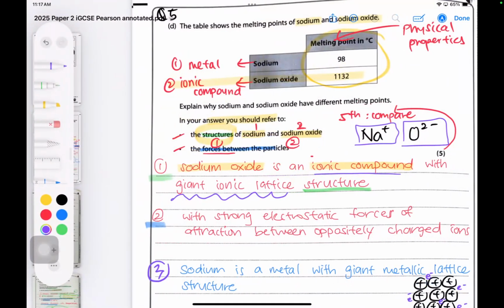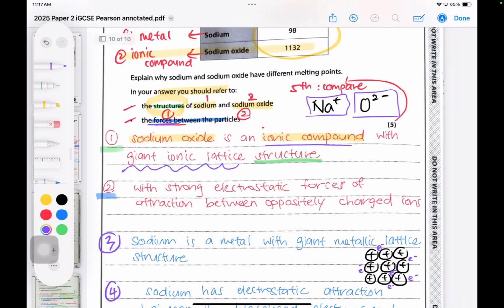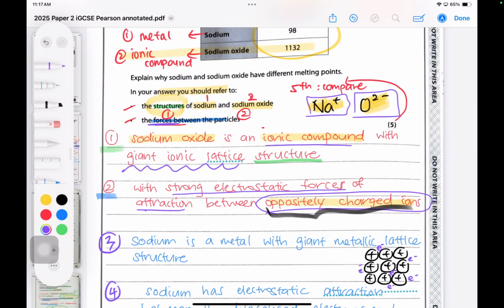Okay, and then we want to move on to talk about the forces in sodium oxide. So what are the forces over here? For an ionic compound, it is made up of strong electrostatic forces of attraction between the oppositely charged ions. So what exactly are these oppositely charged ions? It is actually our Na+ and our O2-. So if you find that this is a bit too lengthy for you to write, you can just simply say between Na+ and O2- ions. That's also fine. So that alone, you will have covered all grounds for sodium oxide.